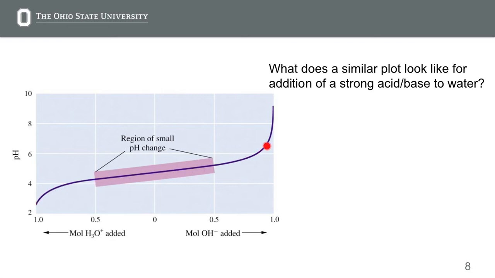For a weak acid titration, there's a region of the titration curve that looks like this. It's called the buffer region, and that's what this is trying to show.